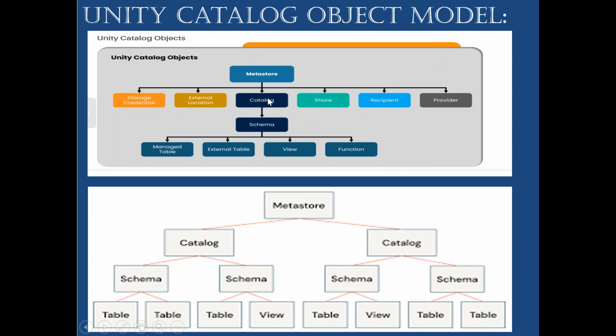Here, if you see, under the metastore, I created only one catalog, under that one schema, under that one table, but it is not limited to one catalog. You can have multiple catalogs. Under each catalog you can have multiple schemas. Under one schema you can have multiple tables.